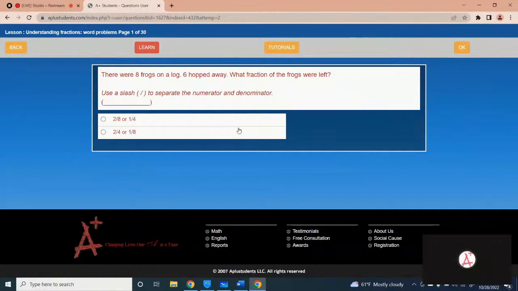So it is 2 over 8 because 2 of them are the ones who are left, and so it would be 2 over 8. Got it? Just select the correct option and click on the OK button.